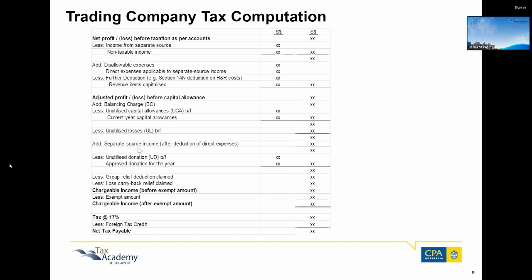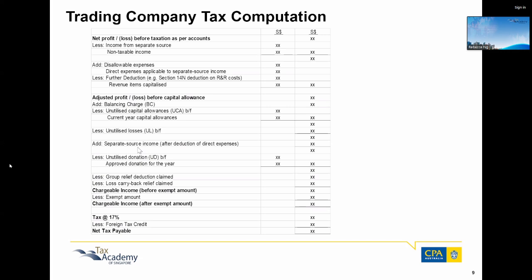We will add back the separate source income. Remember, just now we deducted the separate source income. Now we are going to add back the taxable portion of the separate source income to arrive at the statutory income. Thereafter, we will deduct the donations, group relief and loss carryback to arrive at the chargeable income before exempt amount.